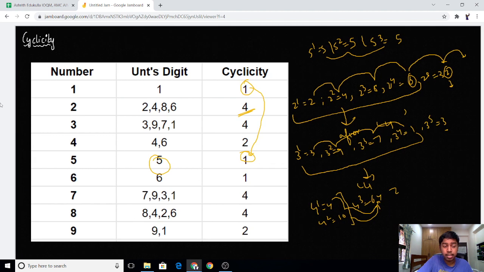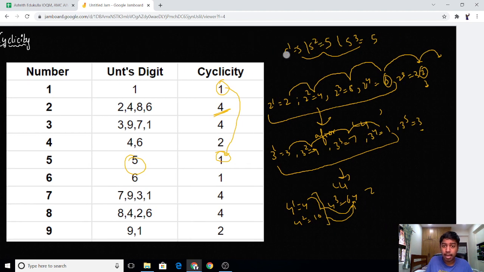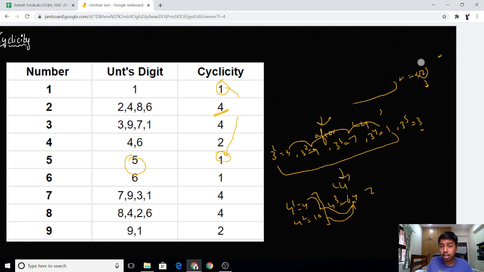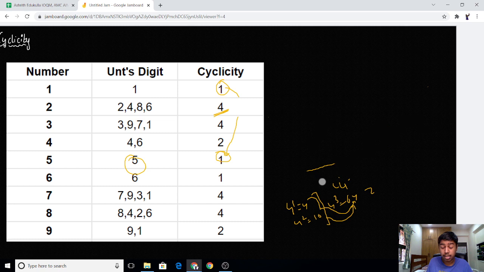Cyclicity is a really important concept, and when we combine it with divisibility, we're going to get the remainders. There are many IOQM, AIME, AMC previous questions like these using this concept, and this will really help you a lot.